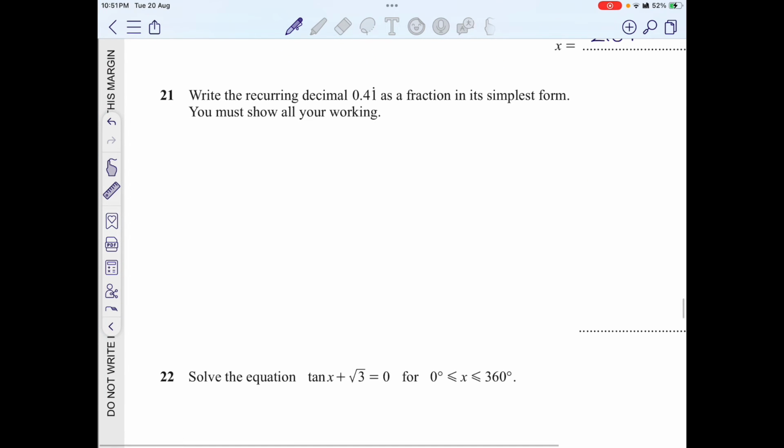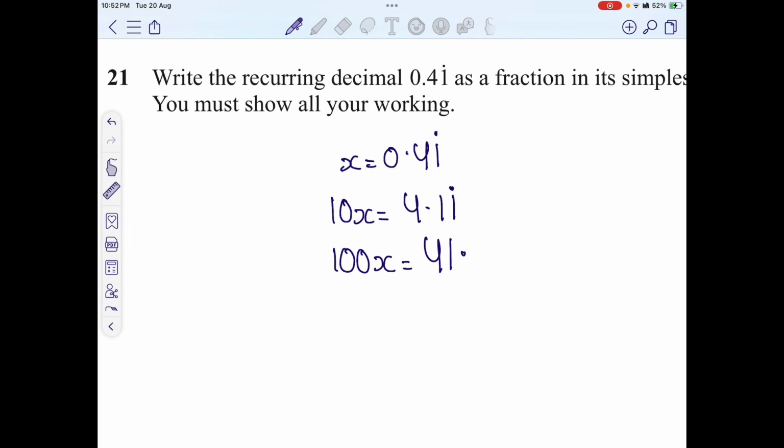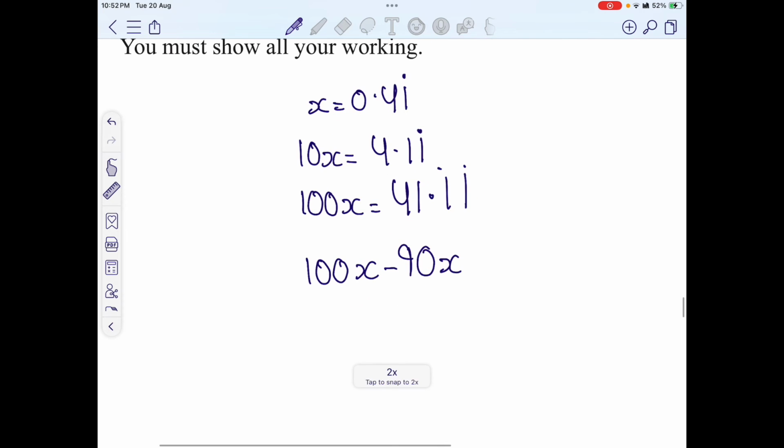Now it says write the recurring decimal 0.41 with only the 1 recurring as a fraction. So you know that x is basically 0.41111. You take 10x, which is basically 4.111, this would still recur. And you have 100x, which would be 41.111. And now you subtract 10x from 100x.